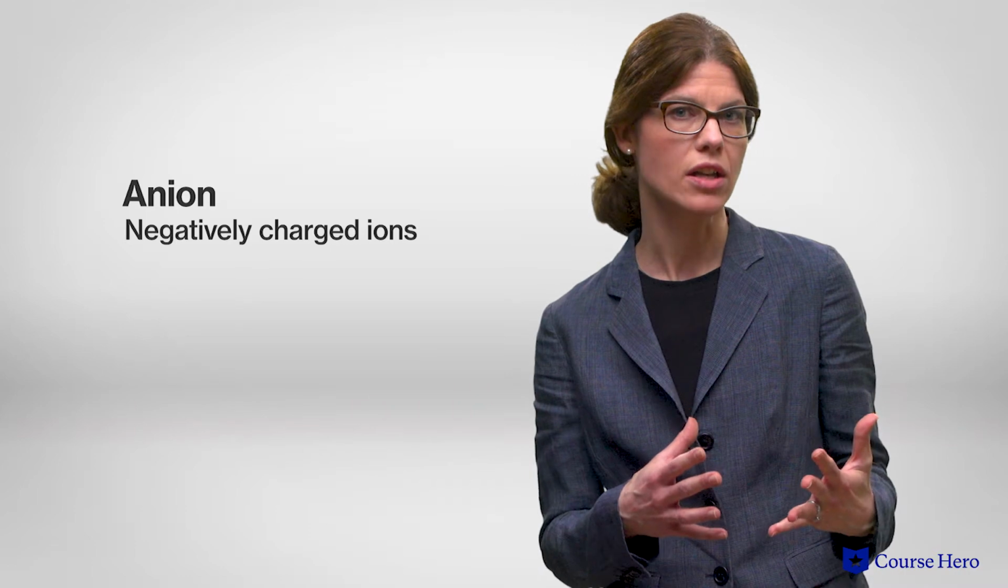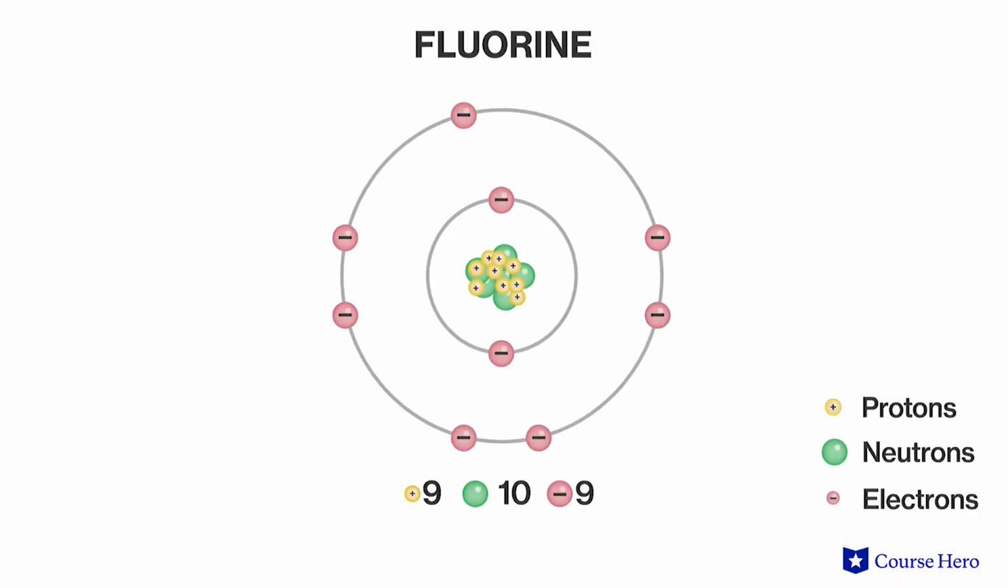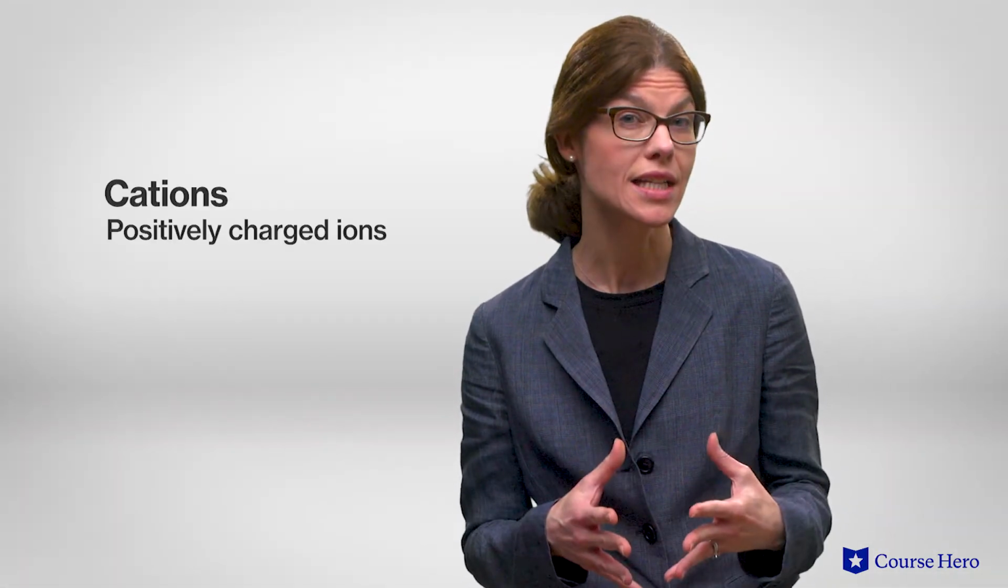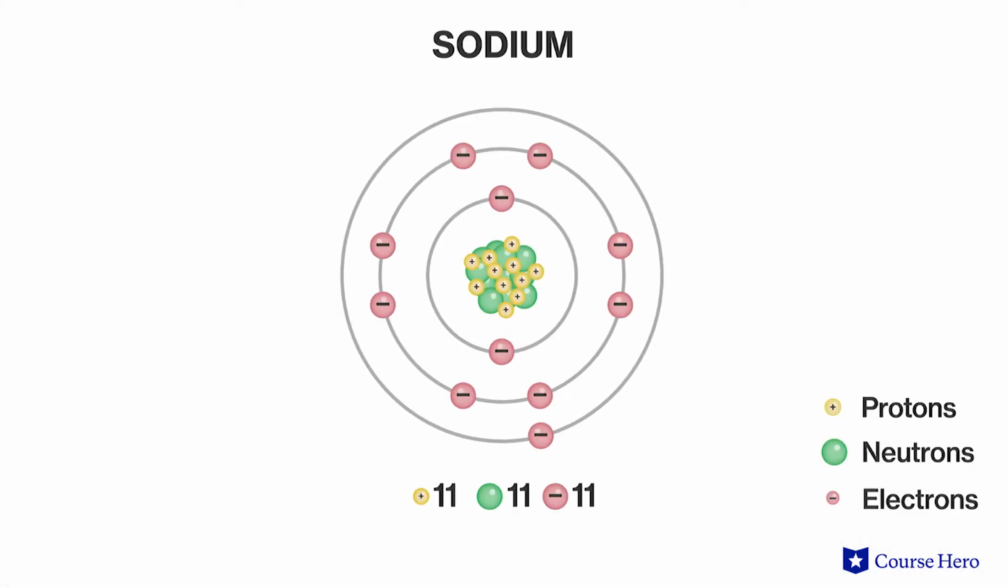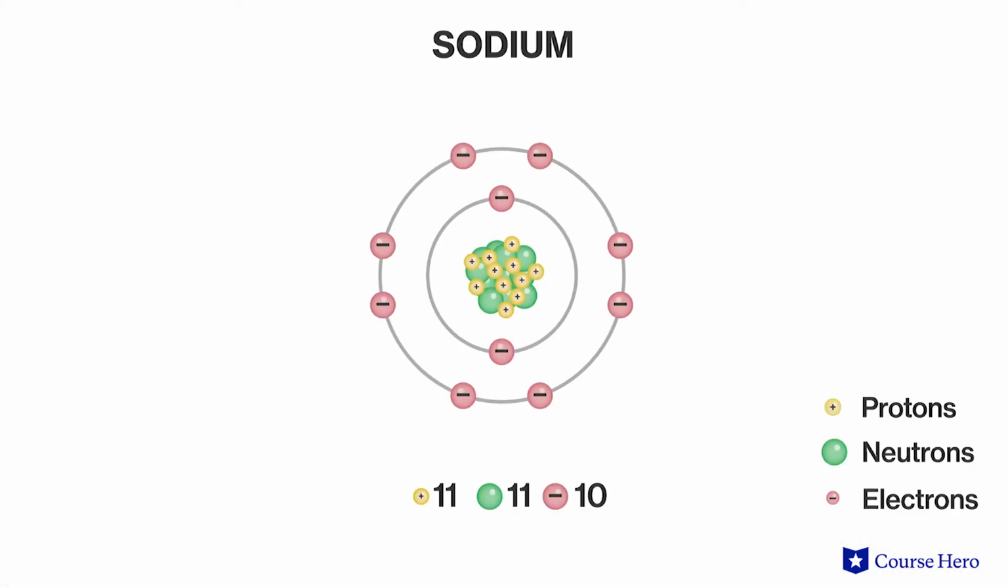When atoms gain extra electrons, they become negatively charged ions, or anions. For example, a fluorine atom can gain an extra electron to fill its outer shell, resulting in an atom with 9 protons and 10 electrons, which leaves you with an overall charge of -1. When atoms lose electrons, they become positively charged ions, or cations. For example, a sodium atom can lose an electron from its outer shell, resulting in an atom with 11 protons and 10 electrons, so an overall charge of +1.